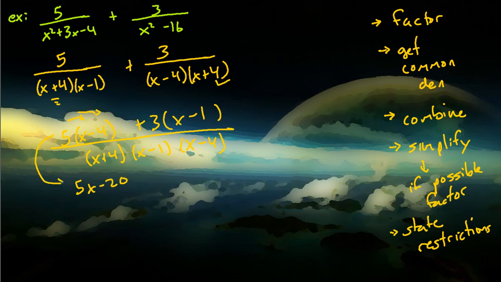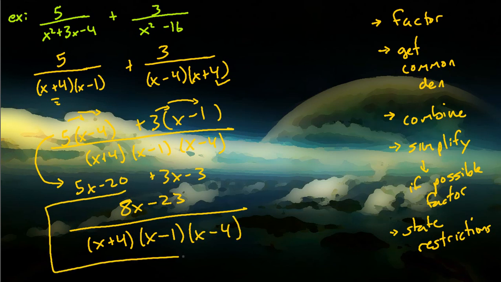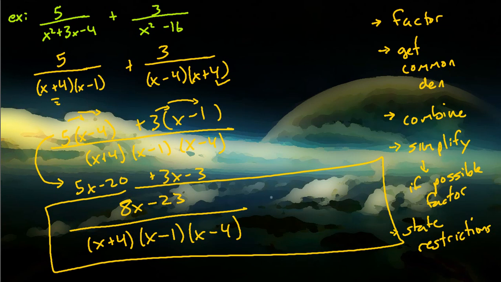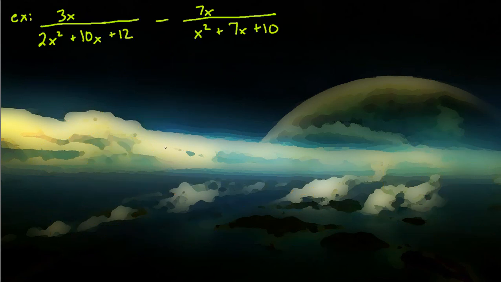And I'm really just going to work on this piece for now. I'll distribute right here, plus 3x - 3. And that's going to give me, when I combine, 8x - 23. I can't factor that. So now I'm going to copy down my denominator. I'm not going to bother multiplying that out. And I'm going to state my restrictions. x cannot be -4. x cannot be 1. And x cannot be 4. Hopefully you followed along with that. Let's go on.